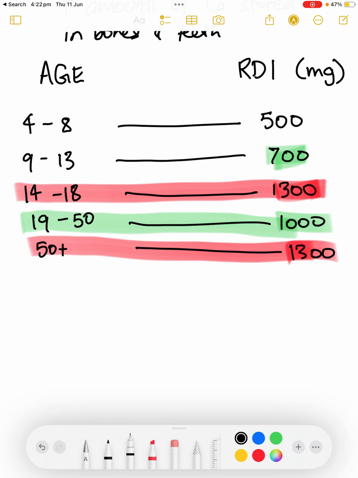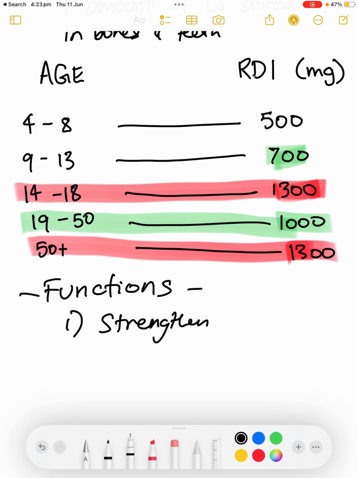Next thing, some functions of calcium. We've spoken a little bit about it already, but number one is strengthening bone structure. All right, and as I said earlier, how does it strengthen bone structures? Well, it provides a rigid structure that supports the body and gives muscle an attachment point. Write these down as I'm talking about them too.